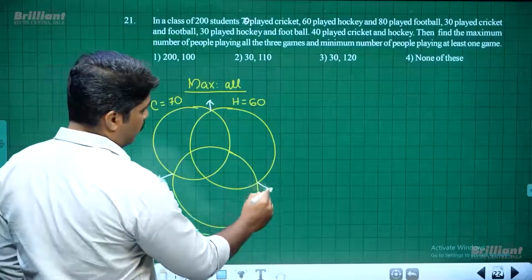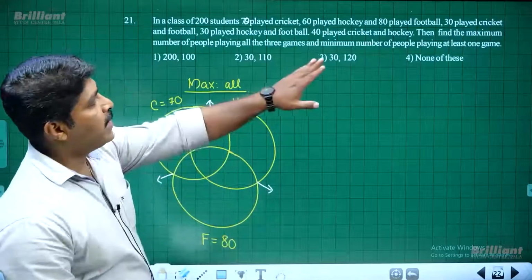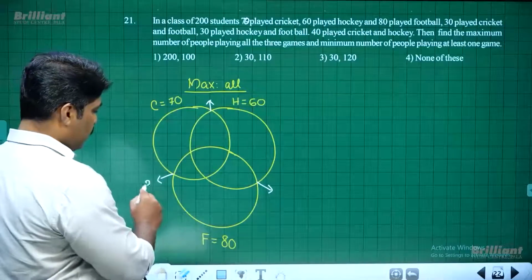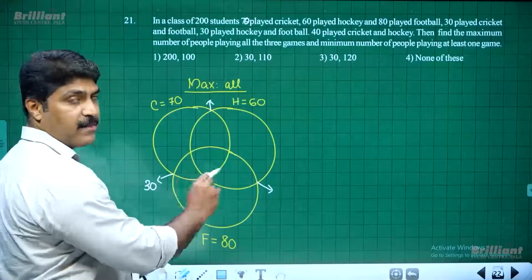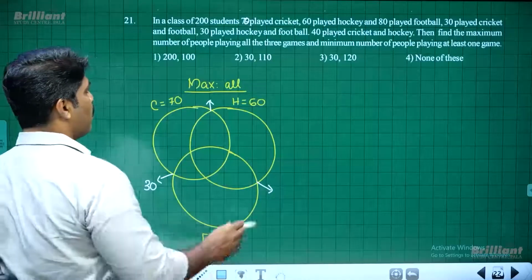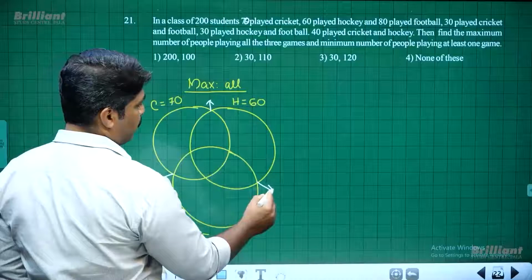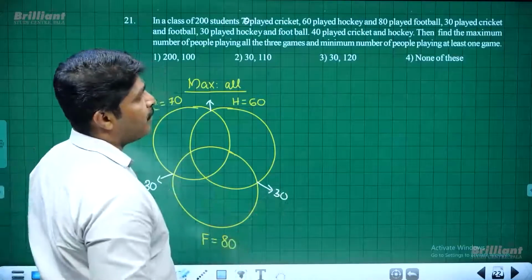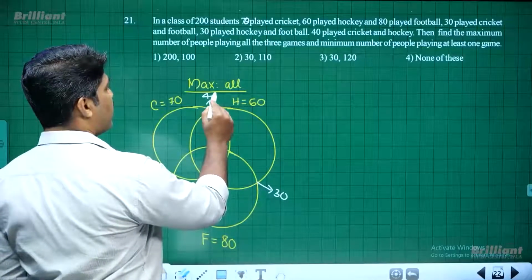Cricket and football, so here we have to consider. Here 30 played cricket and football, so this intersection region, combining these two, is equal to 30. And the second one, 30 played hockey and football. And the next one, 40 played cricket and hockey.